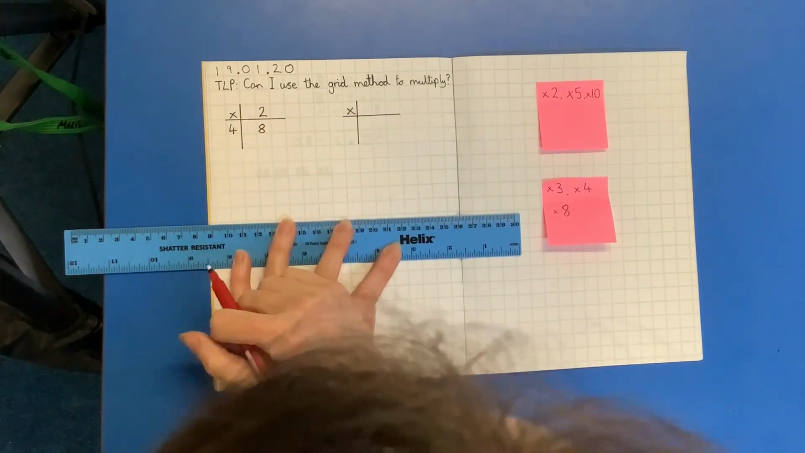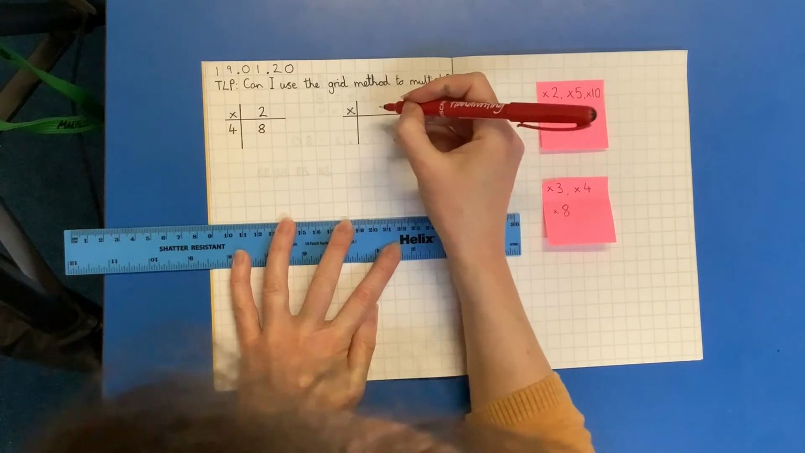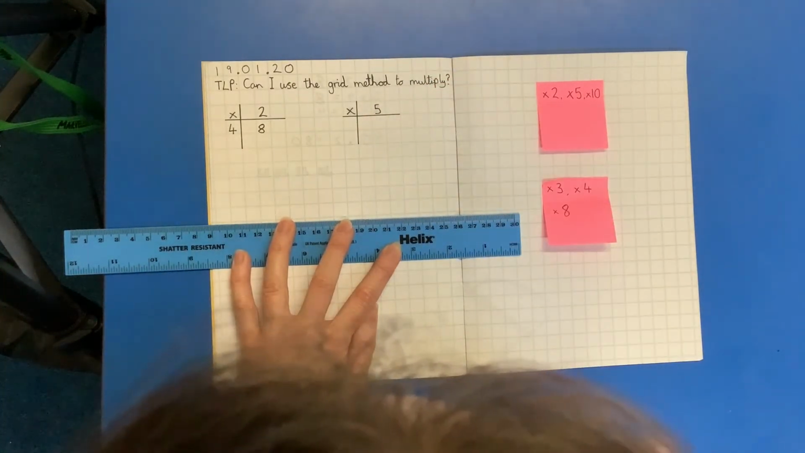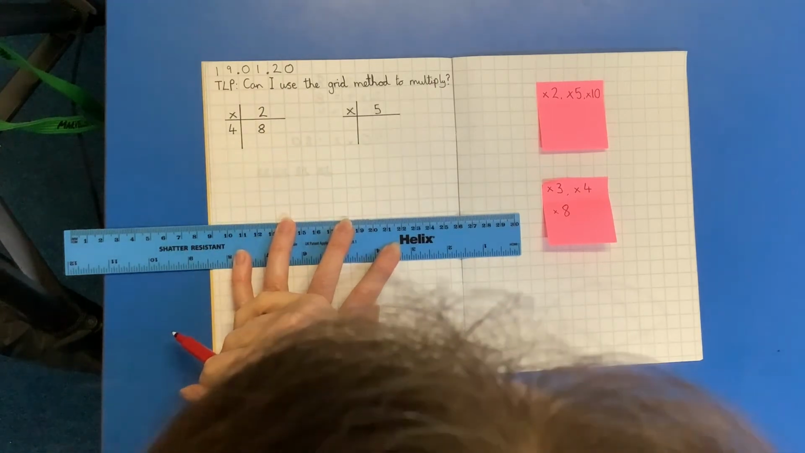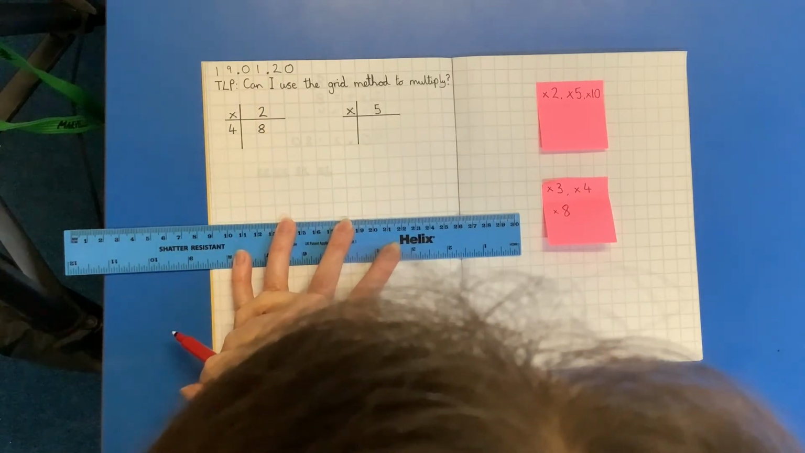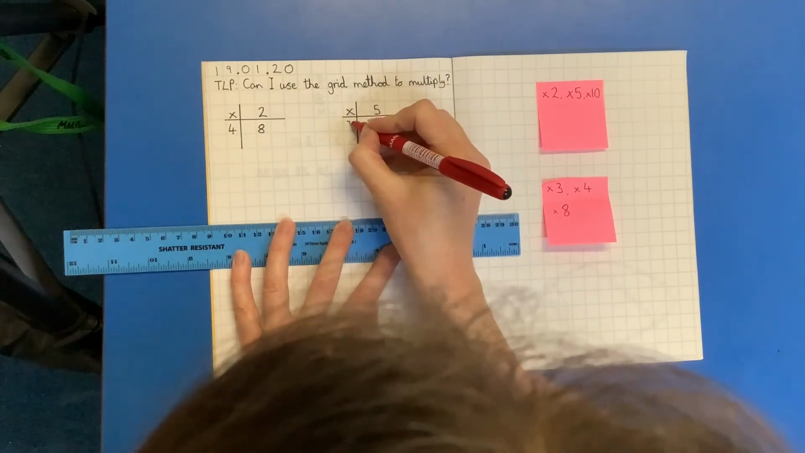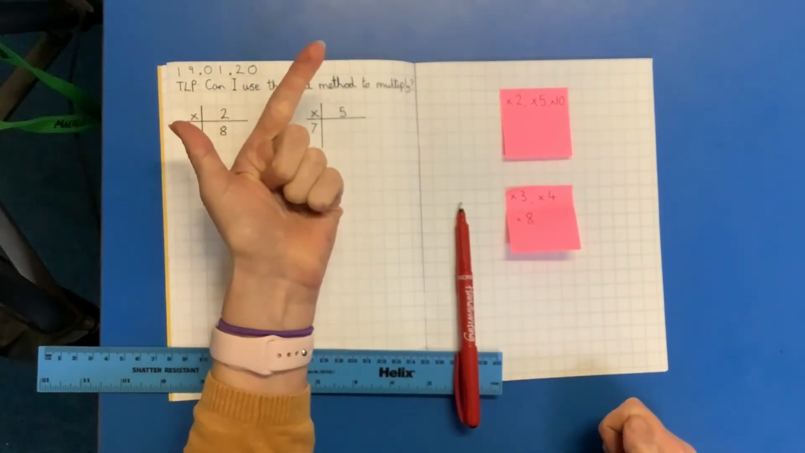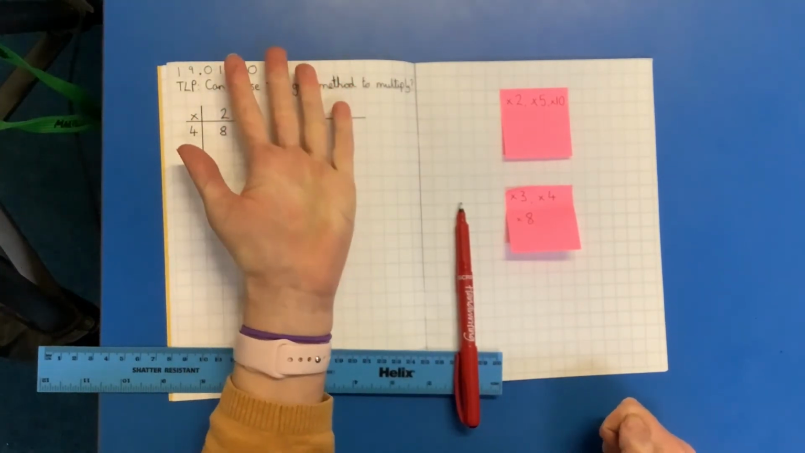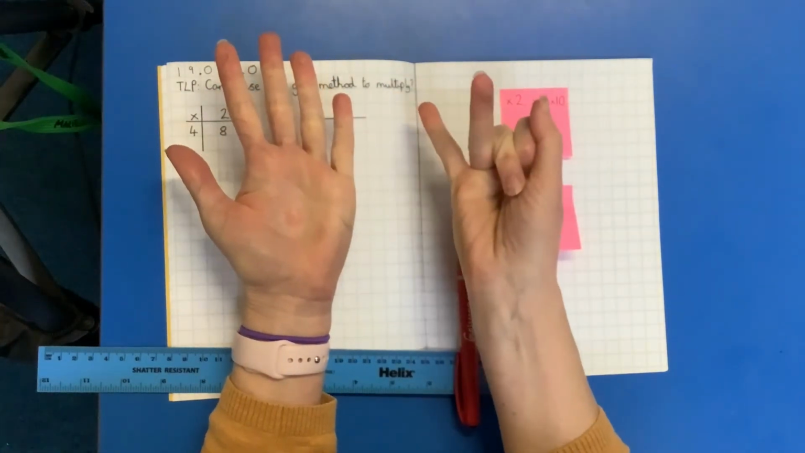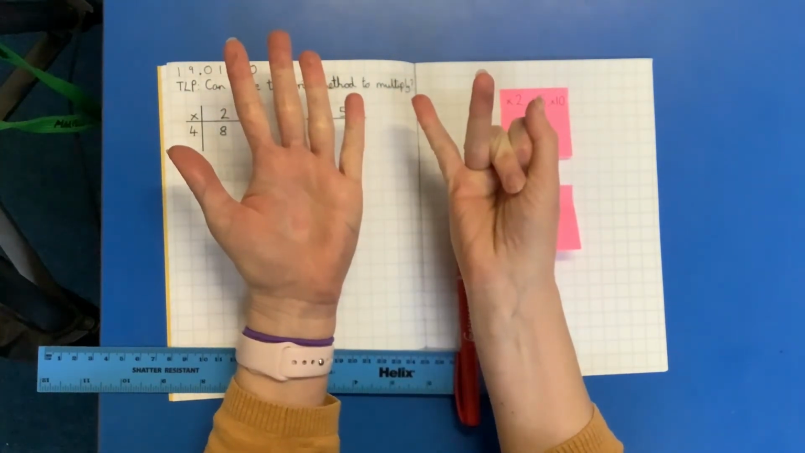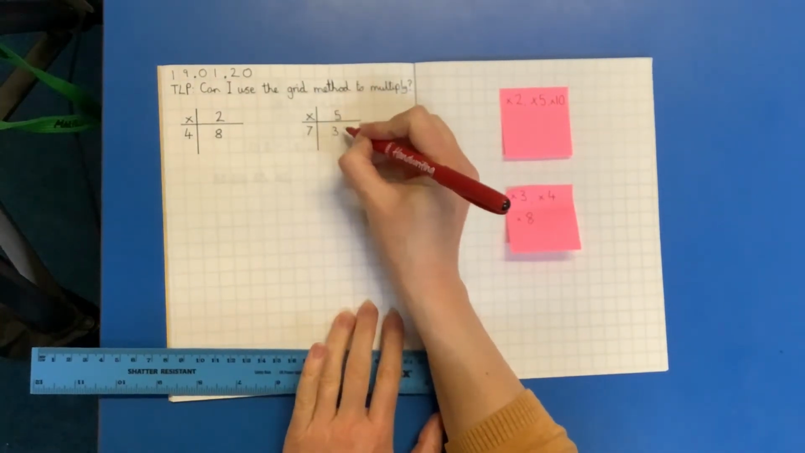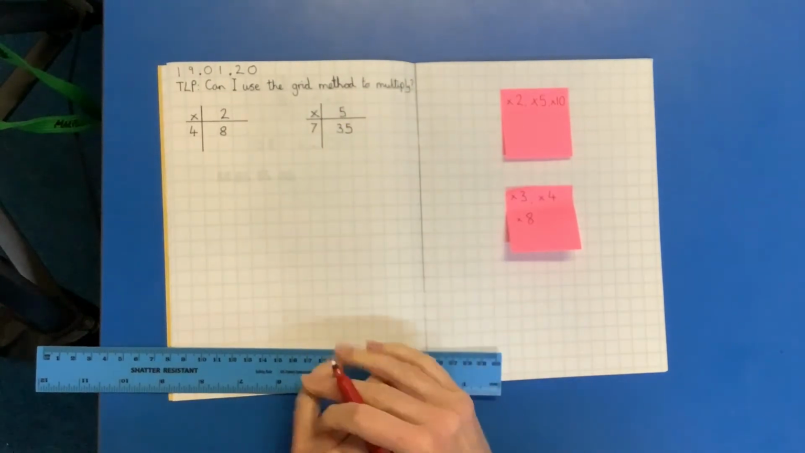So I've done some 2s. I think this time I'm going to use my groups of 5. Right, how many groups of 5 will I pick? I'm going to make it a bit more tricky this time. I think I'm going to go for 7 groups of 5. Let's count that up. 5, 10, 15, 20, 25, 30, 35. So 7 groups of 5 are 35. And again, these are the facts that we will be learning.